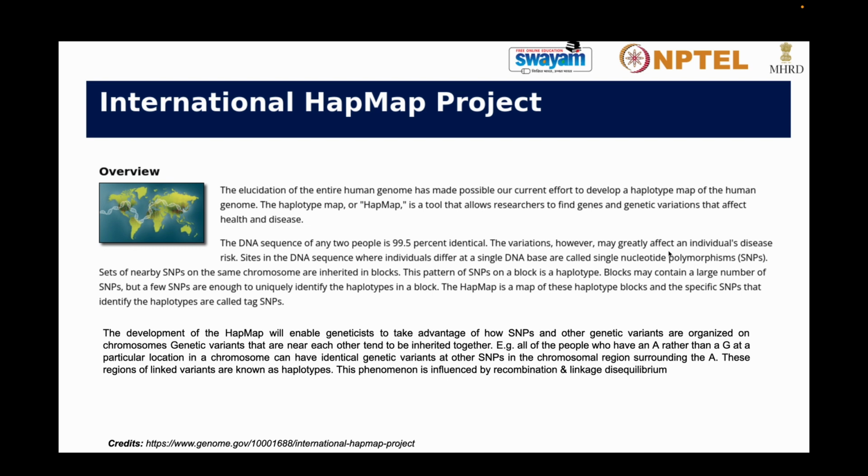The variations may greatly affect an individual's disease risk. Sites in the DNA sequence where individuals differ at a single DNA base are called single nucleotide polymorphisms, which we previously discussed.